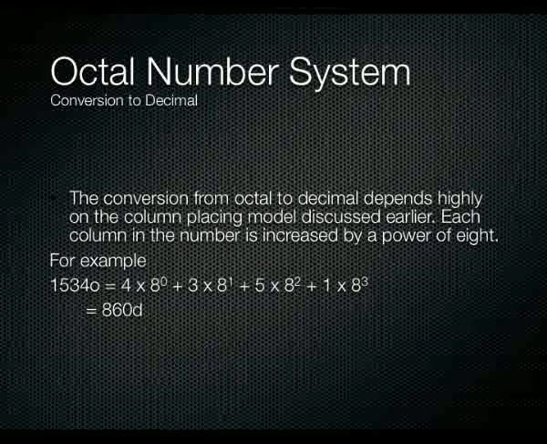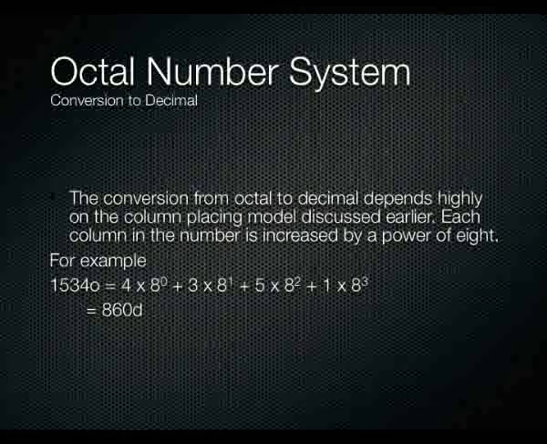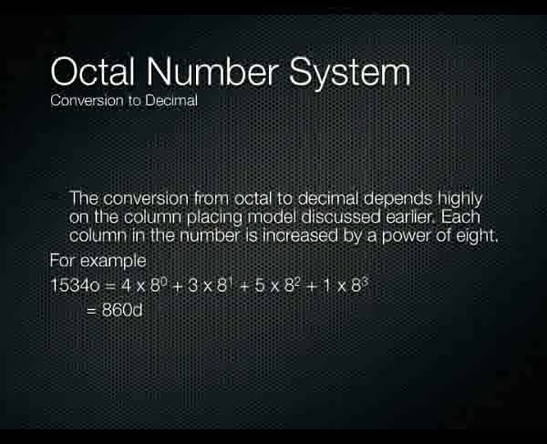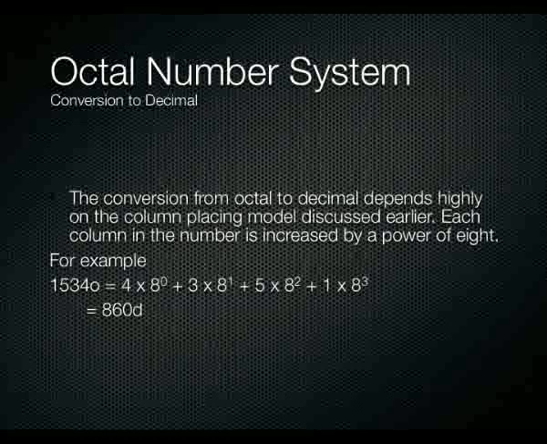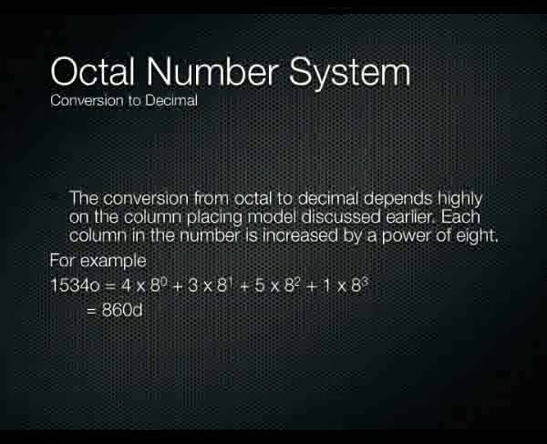So what we do is we start with our least significant digit, which in this case is 4. We multiply that by our base, which is 8, raised to the power of 0. We then add that to the next digit, which in this case is 3, multiplied by our base of 8 raised to the power of 1, which of course in this case is 8. We then add 5 times 8 squared, and we also add 1 times 8 cubed. Okay, and when you add them all together, you get 860 decimal. So the important thing to note here is that you take each digit of this number and multiply it by its radix or base raised to the column number, and then we add them all together, and that will give us our decimal number.